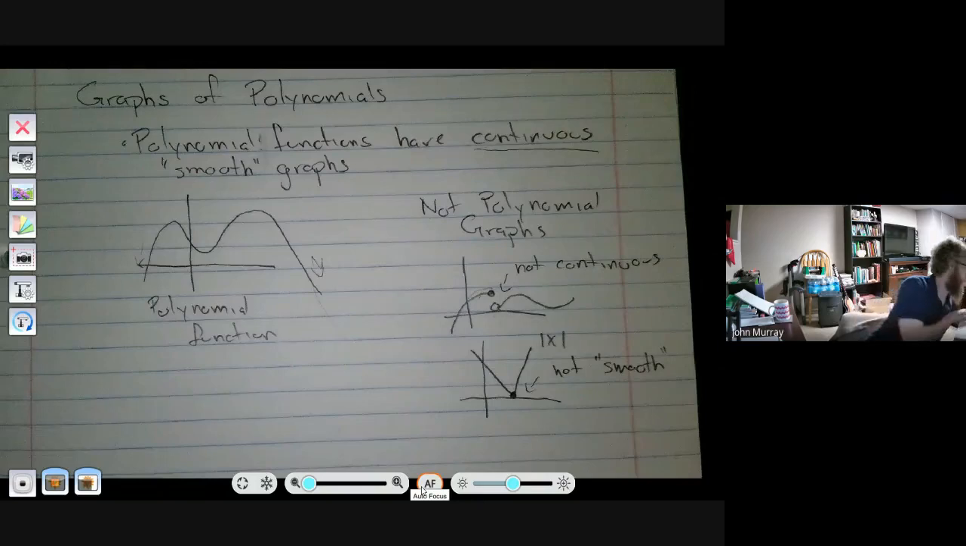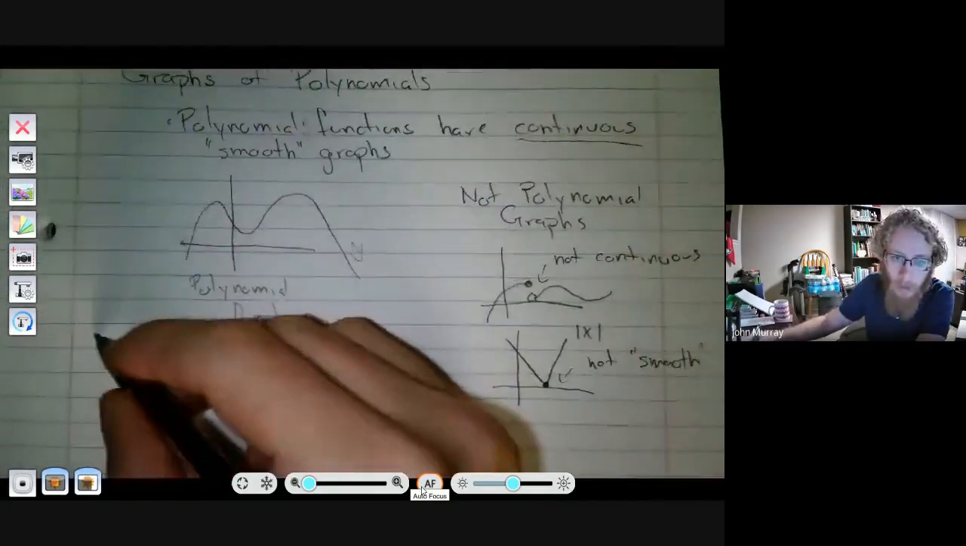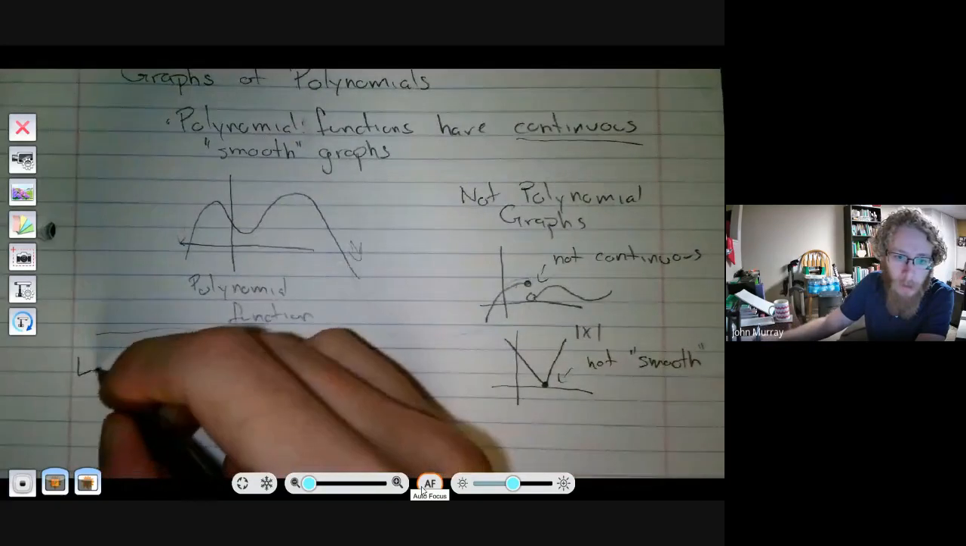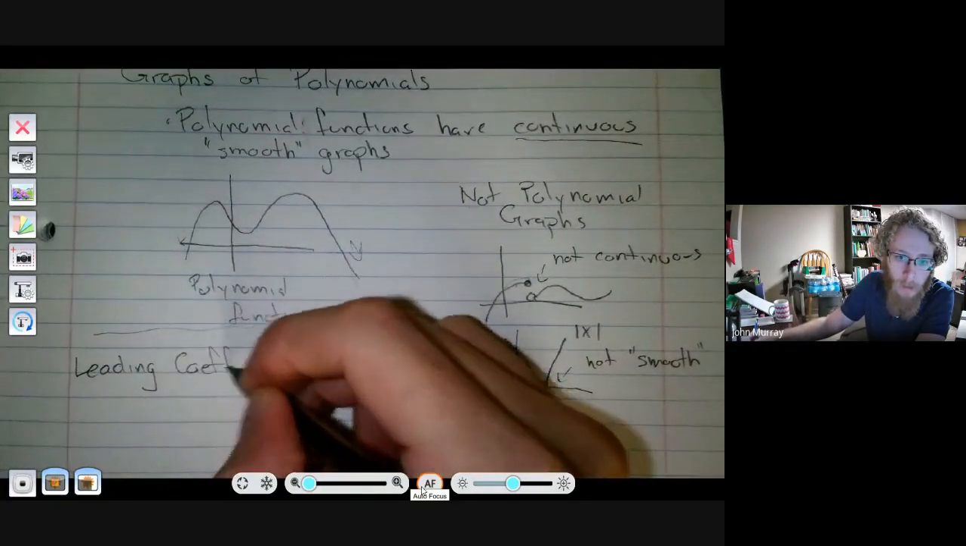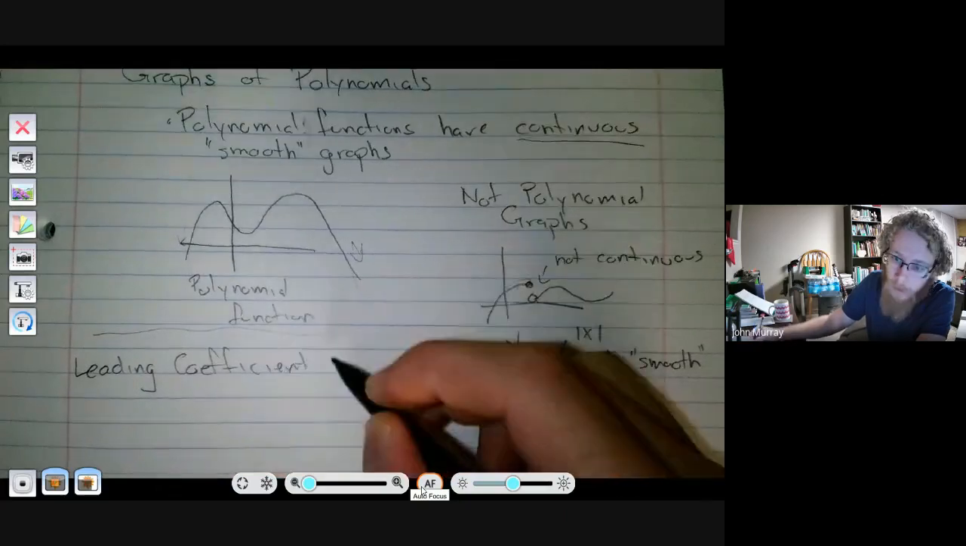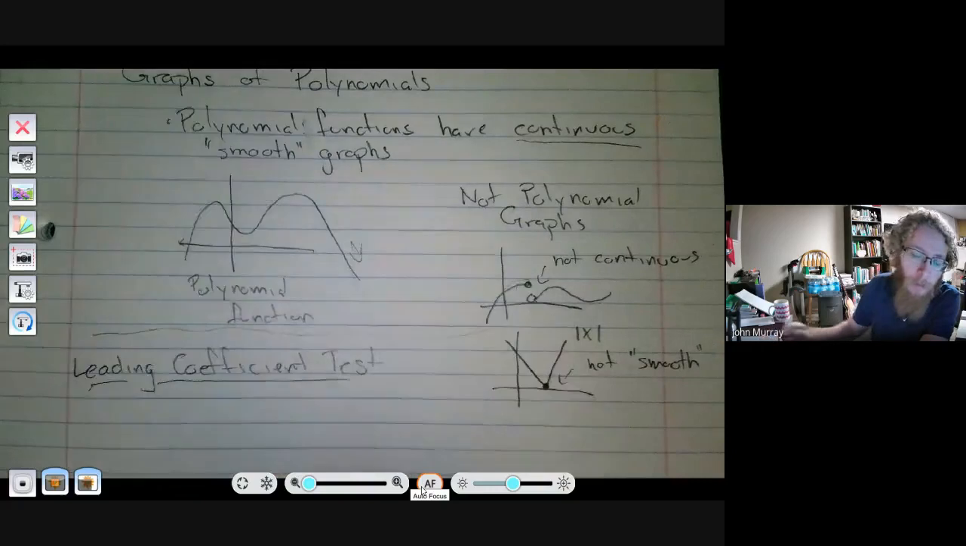Let's see. We'll get to that later. All right. So the first thing we'll actually talk about is what's called the leading coefficient test.